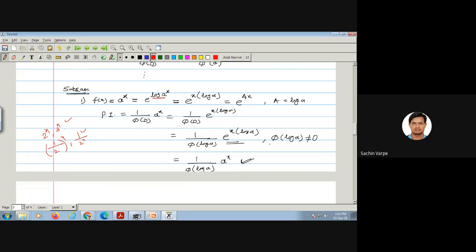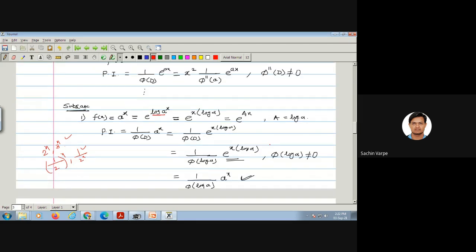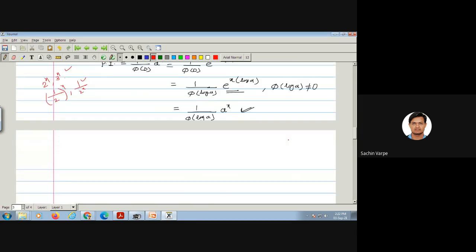Okay. So now the second case, case number 2, what it says: when f(x) is an exponential function of the form a to the power minus x. Now can you tell me how do I write this, or what will be the replacement here?